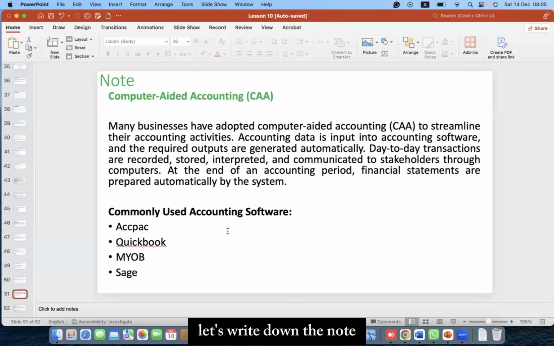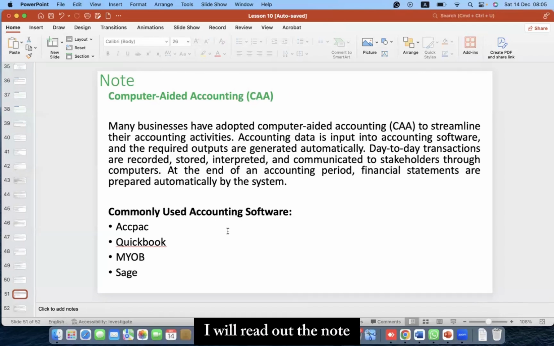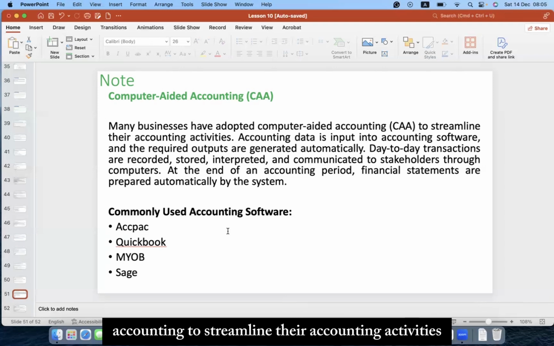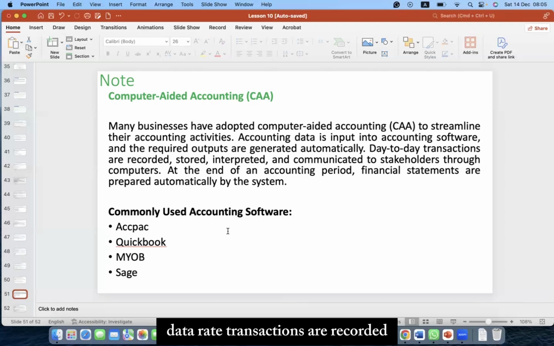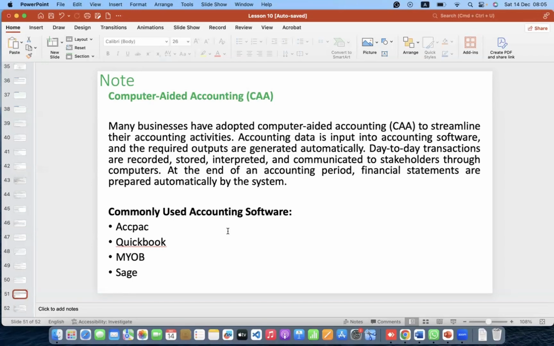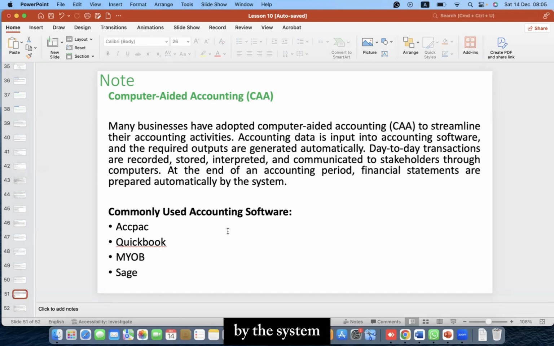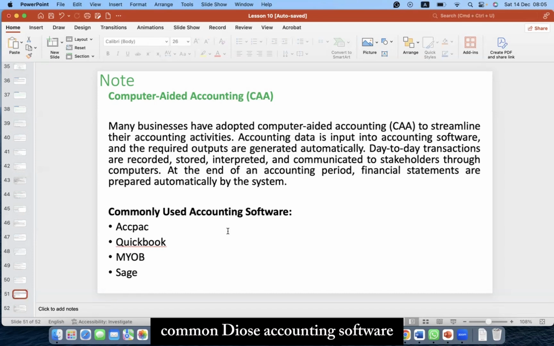Okay, then let's write down the note. Put the subheading as computer-aided accounting. I will read out the note and then you can write it down. Many businesses have adopted computer-aided accounting to streamline their accounting activities. Accounting data is input into accounting software and the required outputs are generated automatically. Day-to-day transactions are recorded, stored, interpreted, and communicated to stakeholders through computers. At the end of the accounting period, financial statements are prepared automatically by the system. Commonly used accounting software has been given here. Can you write?